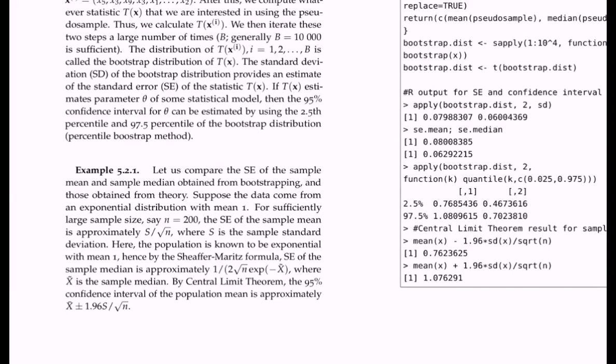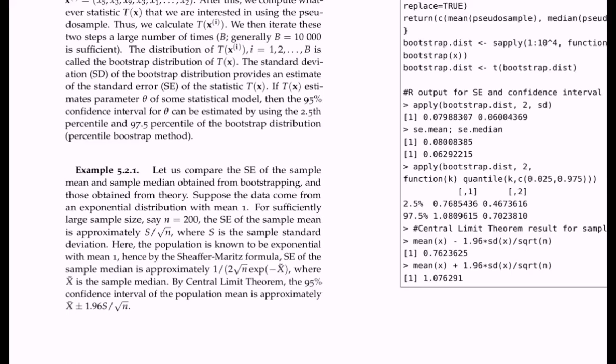This is an example to convince you that bootstrapping actually works: the standard deviation you get from the bootstrap distribution is almost the same as the SE you obtain from theory, when the theory can be applied. So the first example says the data comes from an exponential distribution with mean 1, right? So this is skewed data.